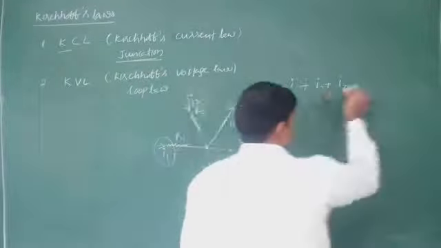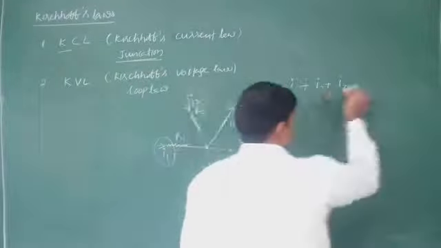Observe. When current is passing through this resistor, A must be at higher potential and B at lower potential. So current is passing in this direction, and the potential drops. When potential drops, we use the negative sign. What is the potential drop across the resistor P? That is nothing but minus I1 into P.